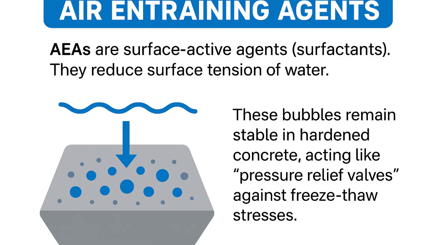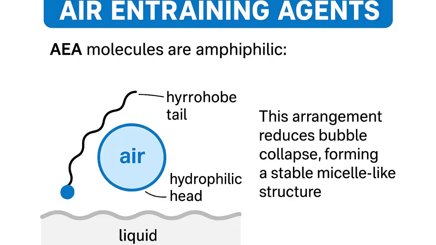How does it work? They have a hydrophobic tail, which repels water and faces into the air bubble, and a hydrophilic head, which is attracted to water and faces outwards into the liquid. This arrangement reduces bubble collapse, forming a stable micelle-like structure. So in normal concrete, if you create bubbles, what will happen? These bubbles will escape from the concrete due to the high surface tension of the water. But whenever you add air entraining agents in the mixing, they create a hydrophobic tail and hydrophilic head. This becomes a stable structure that does not escape from the concrete.